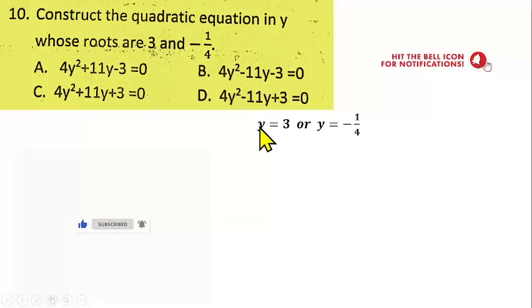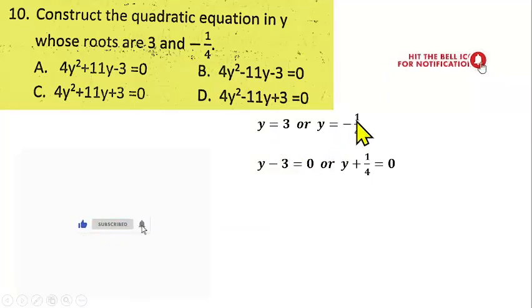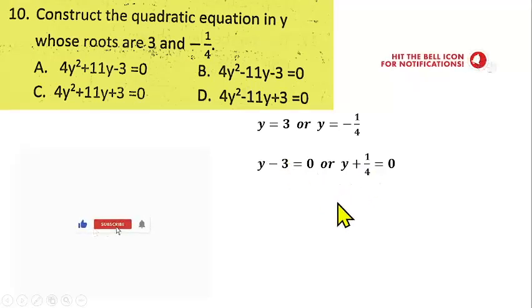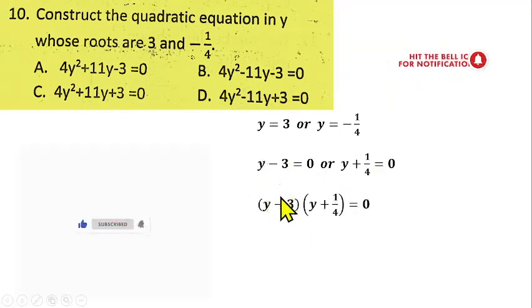So take this 3 to this side, you have y minus 3 equals 0. Then take minus 1 over 4 to this side, you have y plus 1 over 4 equals 0. So if this is equal to 0 and this is equal to 0, that means their product should also give us 0. So y minus 3 multiplied by y plus 1 over 4 is equal to 0.